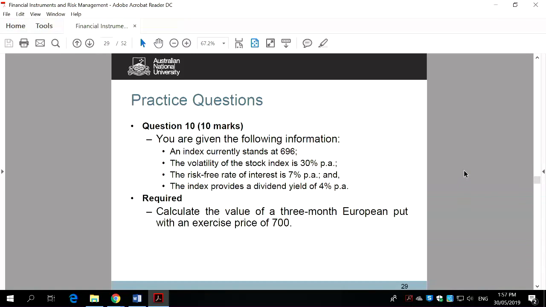Okay, again, this is another Black-Scholes application, but this time we try to work out the option price written on an index. So the index currently has 696 points, volatility is 30%, risk-free rate 7%, and the dividend yield is 4% per annum. Okay, so we were told the strike price is 700 points. They are not dollars, but they are points.